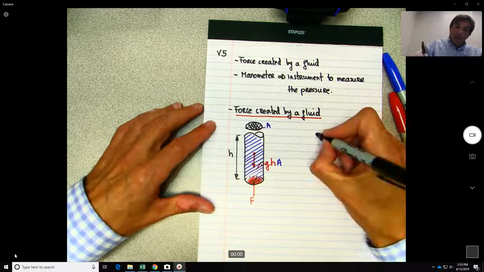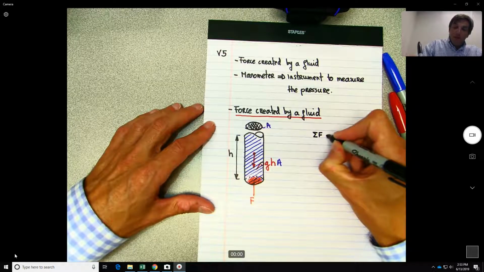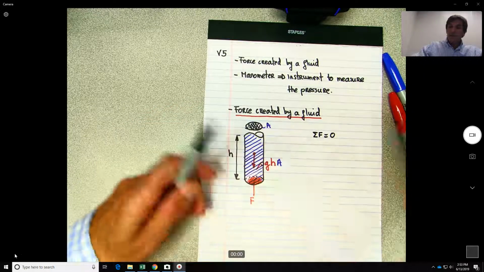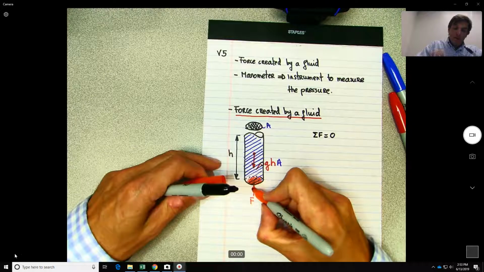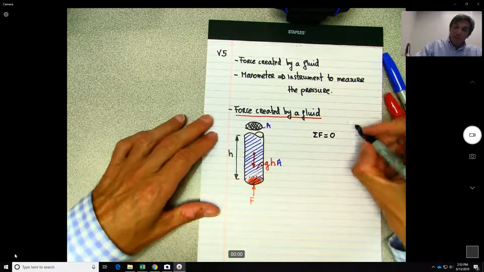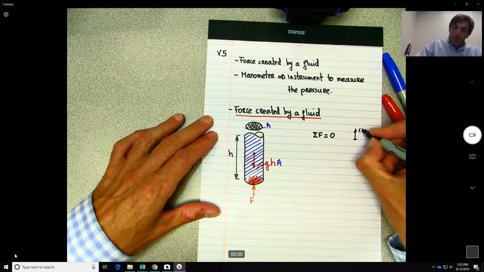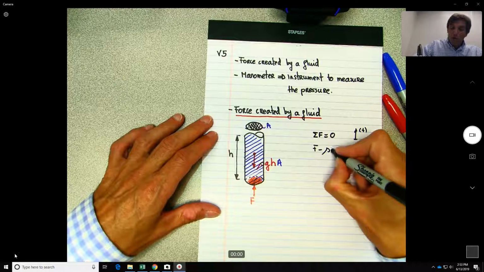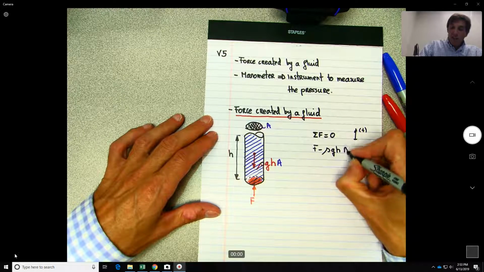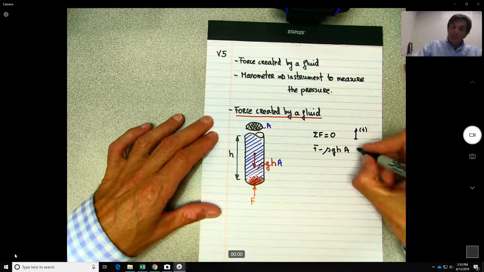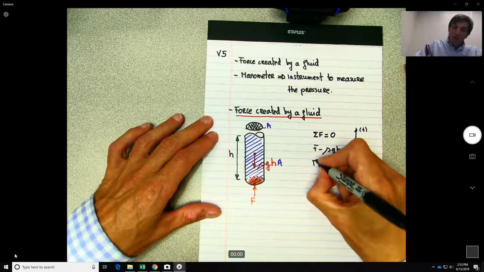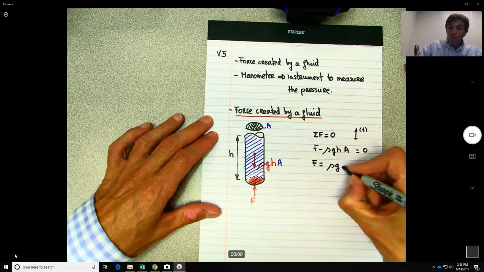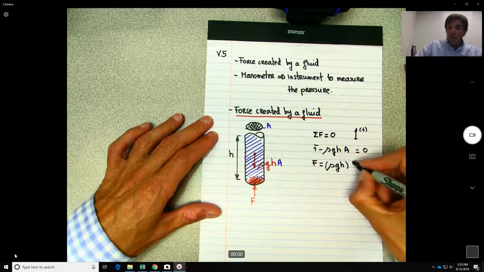So if we just apply the basic static equation, summation of force equal to 0, you will find out what? That, okay, and let's say positive is going up, find out that F minus rho g h times A is equal to 0, or that the force created by the fluid is equal to what? Rho g h times A.